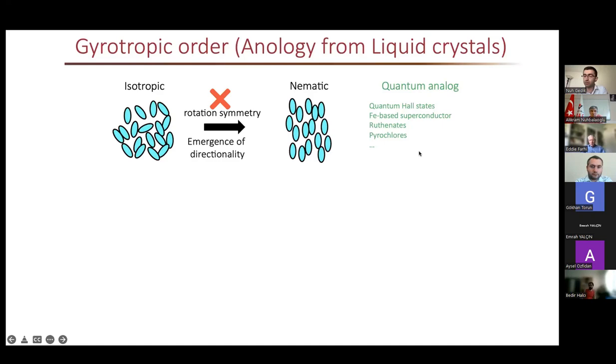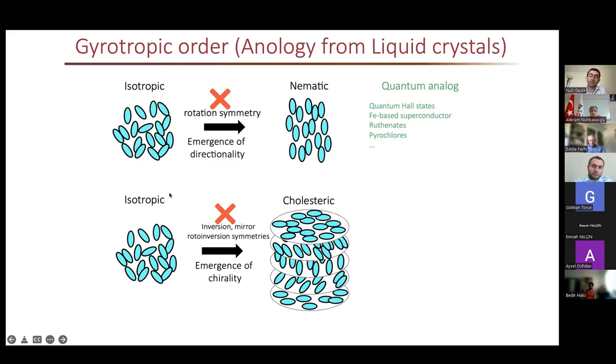Then there's another phase in these liquid crystals where you begin with an isotropic phase again. If you break all of these symmetries, inversion, mirror, roto-inversion symmetries, you can get this chiral phase. You can see that there's a chirality to this new phase, right? There's handedness. It goes in a right-handed or left-handed manner. There's a name for this, called cholesteric liquid crystals.